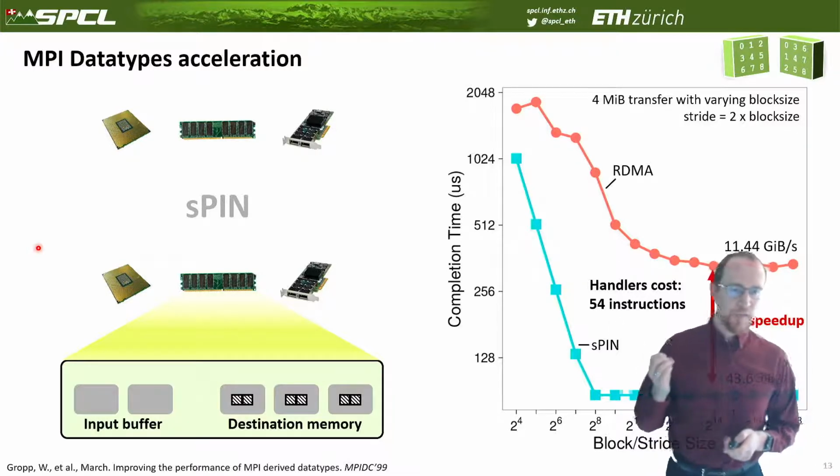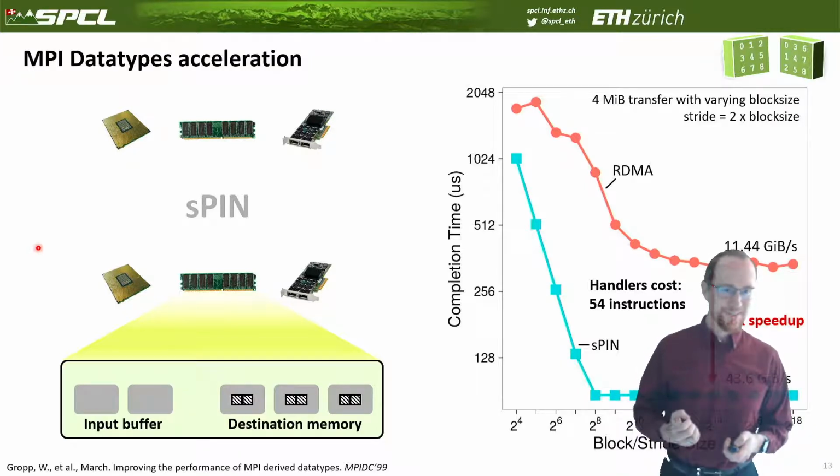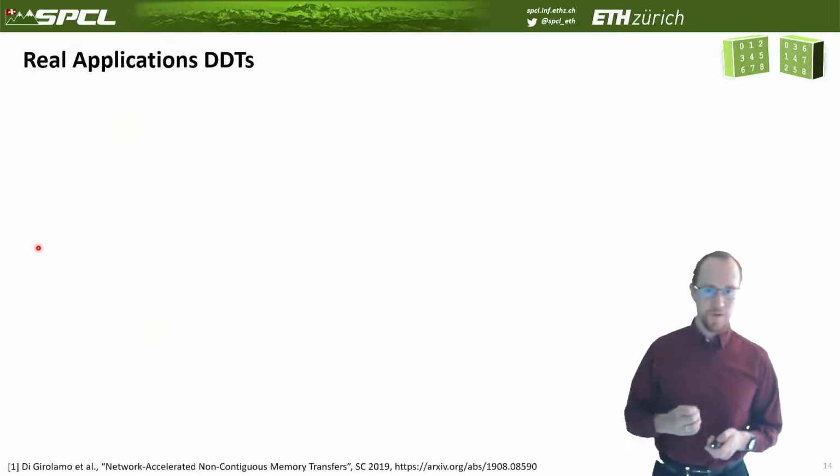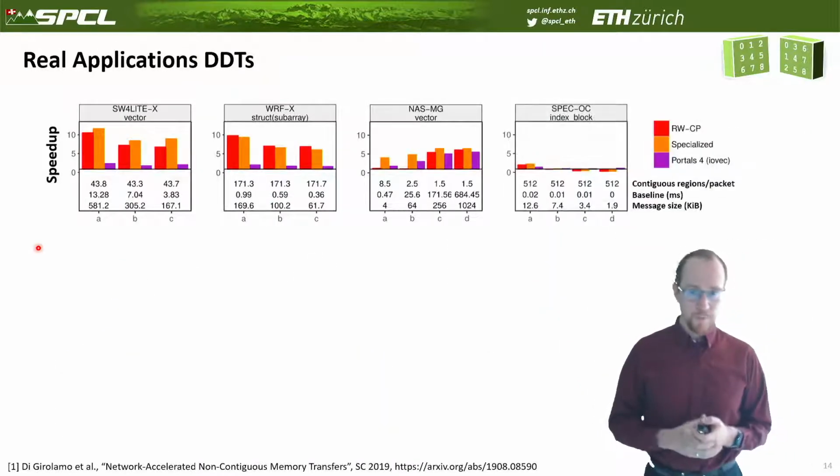So we need only very simple CPUs, but extremely high bandwidths in this device. Okay, so that's really what we are going after. We could now look at real applications. This was just a micro benchmark that I showed you.